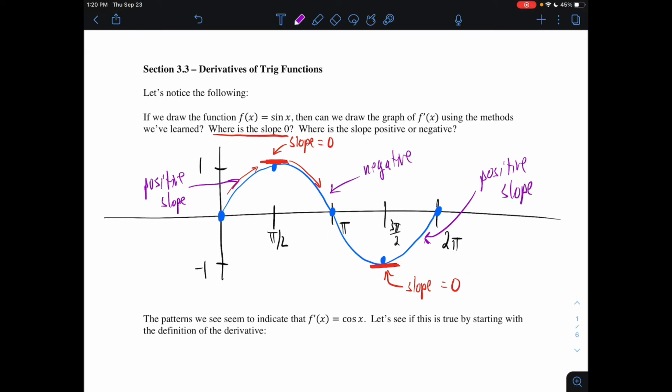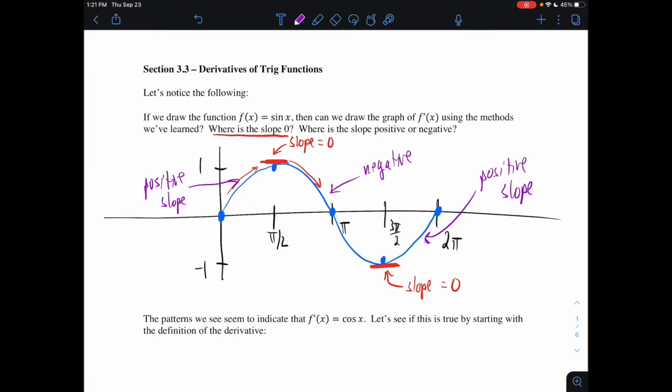So the derivative of sine of x, this is what we're focusing on by looking at these slope values. The derivative has these qualities. It is positive between 0 and pi over 2, and also positive between 3 pi over 2 and 2 pi. But it's negative between pi over 2 and 3 pi over 2. And then we also have that the derivative is equal to 0 when x is equal to pi over 2 and also 3 pi over 2.